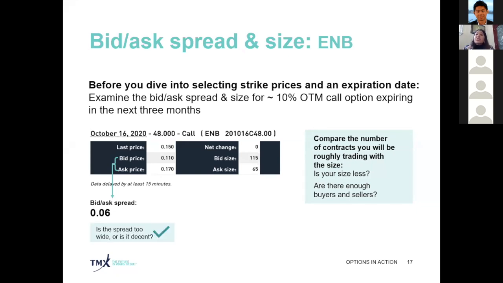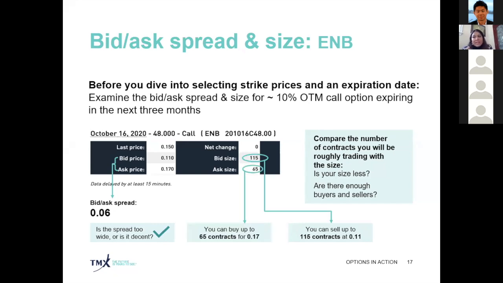Do we think it's sufficient? Yes, we do. Now let's look at the size. We have 115 by 65. What does that mean? You can sell up to 115 contracts at 11 cents, and you can buy up to 65 contracts for 17 cents. And again, you want to consider how much you are willing to trade right now. For this example, we're going to be trading 1 contract. Are there enough buyers and sellers? Yes.